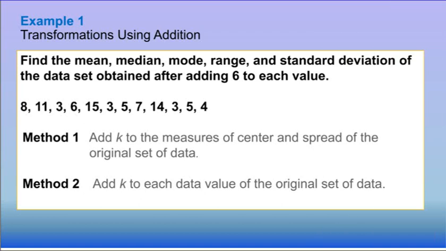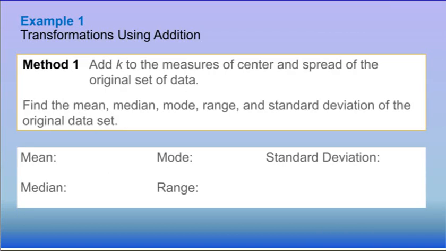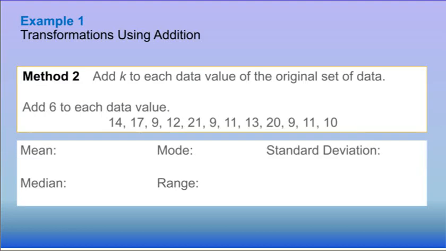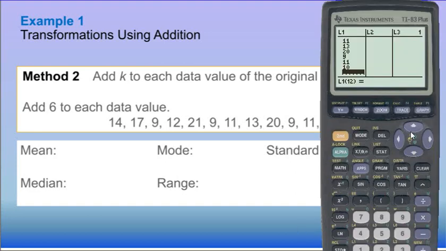Then if we go into here, we can find the mean, median, mode, and range and standard deviation. Now this one is saying to the original data set. So now I'm going to go for the original one. You can see that you have 13, 11.5, 9, 12, and a standard deviation of 4. Now if we use method 2, which we did put them in there, these are the numbers that we entered in. So now I'm going to go back to my calculator, just to verify that those are the same ones.